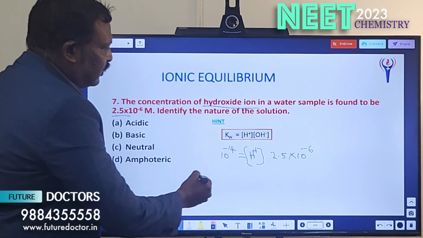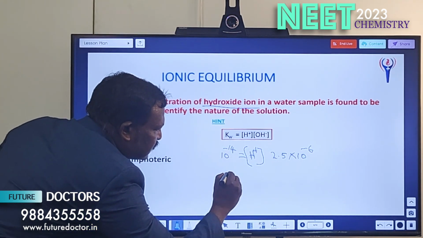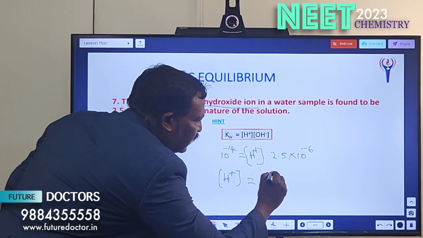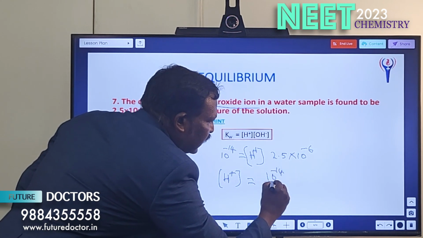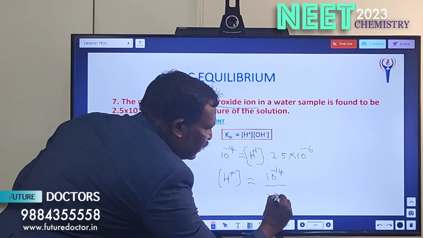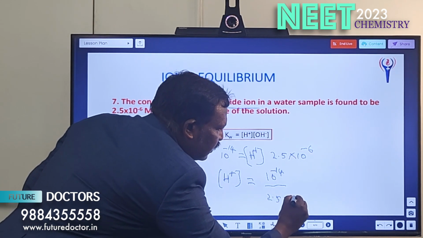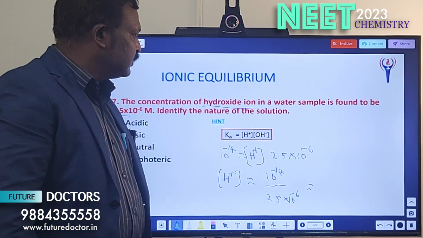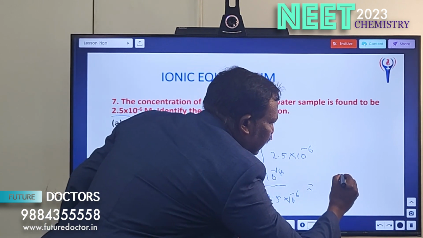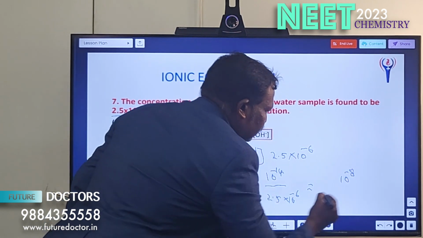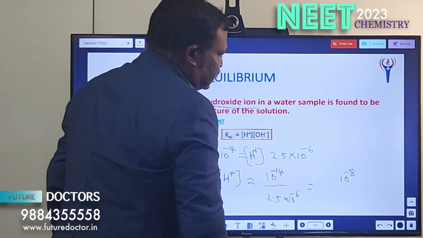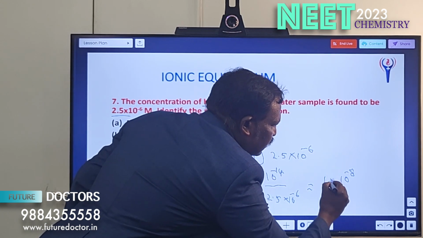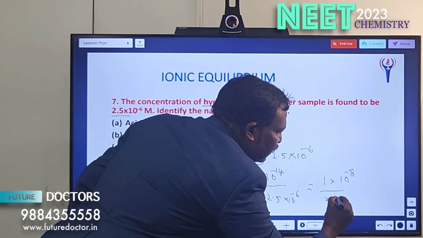Therefore, what is the answer? H plus concentration is equal to 10 power minus 14 by 2.5 into 10 power minus 6. Are you following? Okay, now when it goes to the numerator, it becomes 10 power minus 8, no? 14 minus 6, so 10 power minus 8. Then 1 by 2.5.